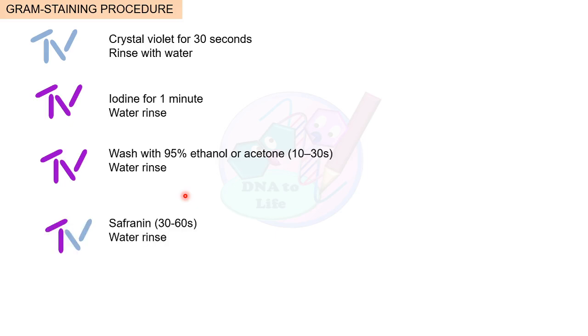After washing with 95% ethanol, we again stain it with safranin, a counter stain, because bacteria that have already lost the crystal violet stain can now be colored with safranin. When we observe under the microscope, we can see two different populations of bacteria. One will be stained purple and another red. Bacteria which retain the crystal violet color are called gram positive bacteria, and those which have lost this color and are now stained with safranin, appearing red or pink under the microscope, are called gram negative bacteria.